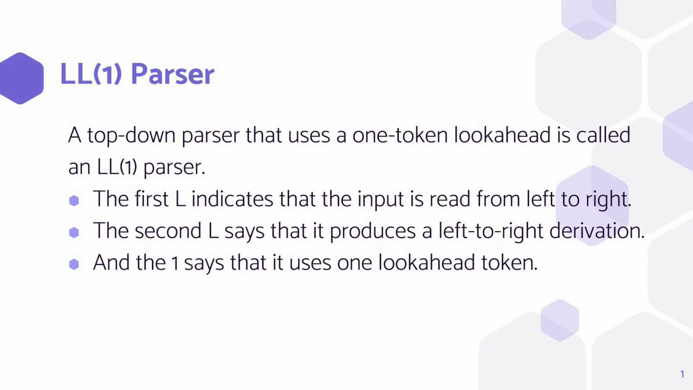LL1 parser. LL1 parser is an example of a top-down parser. Here, the first L stands for left to right. That means that it would start to create our parse tree from the left, and only then go to the right. The second L stands for left-to-right derivation, and here 1 stands for one look ahead token. One look ahead token means that it would only parse one token at a time.